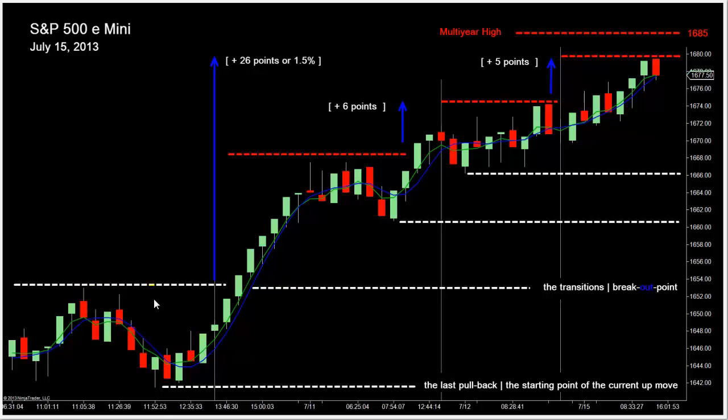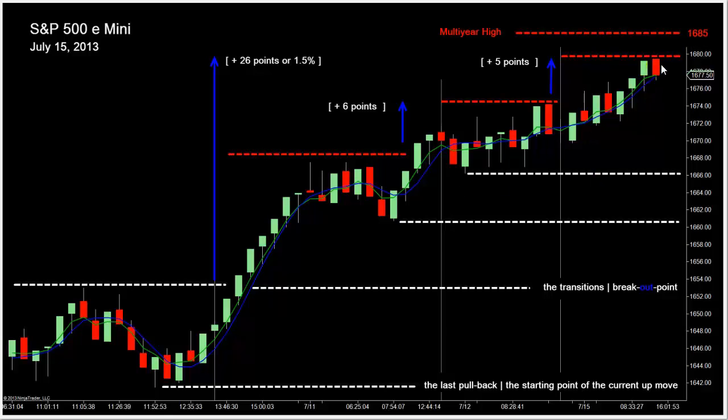It broke out above what had been a prior consolidation range and is now auctioning up into the next upper cluster of the trading range above it. Above this current high, there are other known resistance levels. The first one is here at 1670. The next resistance level is up at the multi-year high at or near 1685.